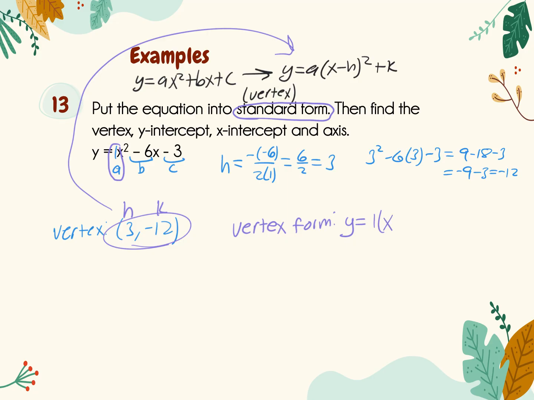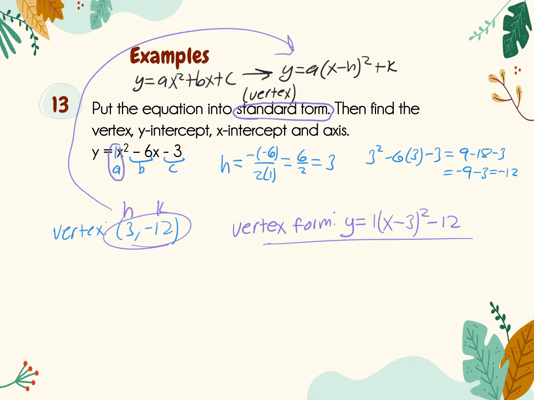In parentheses, x minus h. The h coordinate of our vertex is 3. All right, squared plus k. It's plus negative 12, so that's a minus 12. All right, and that is our equation in vertex form.